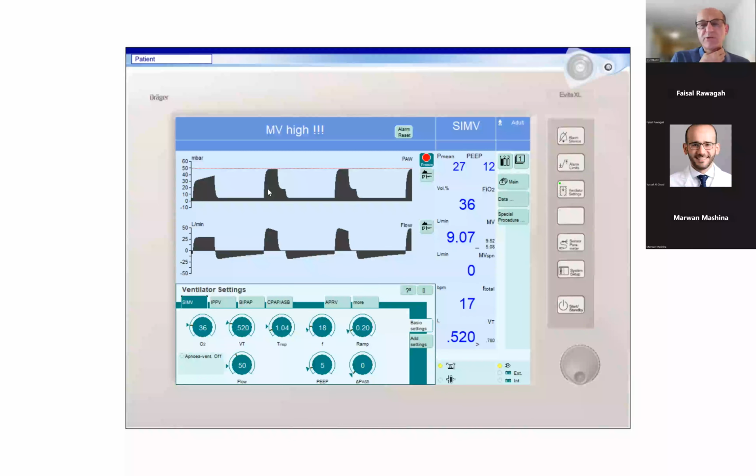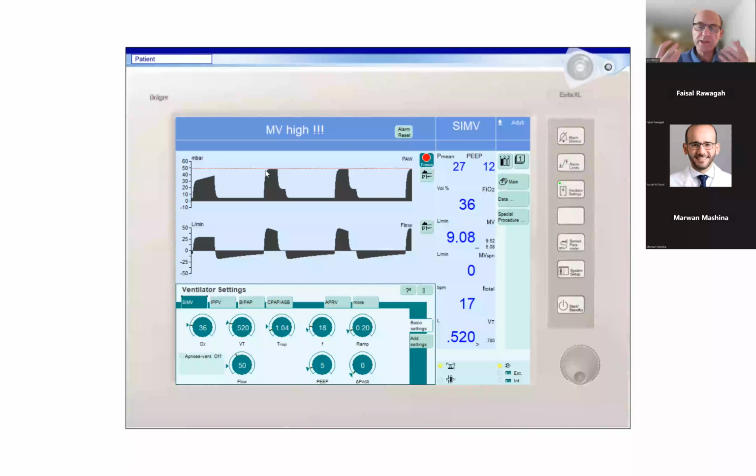And remember, with the equation of motion, the pressure required to get the air in is related to resistance multiplied by flow, plus volume divided by compliance. So here we have a higher flow, then we needed higher pressure.